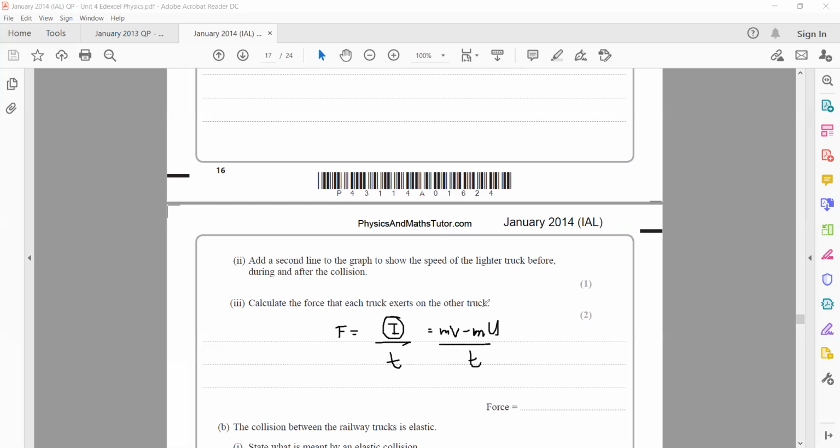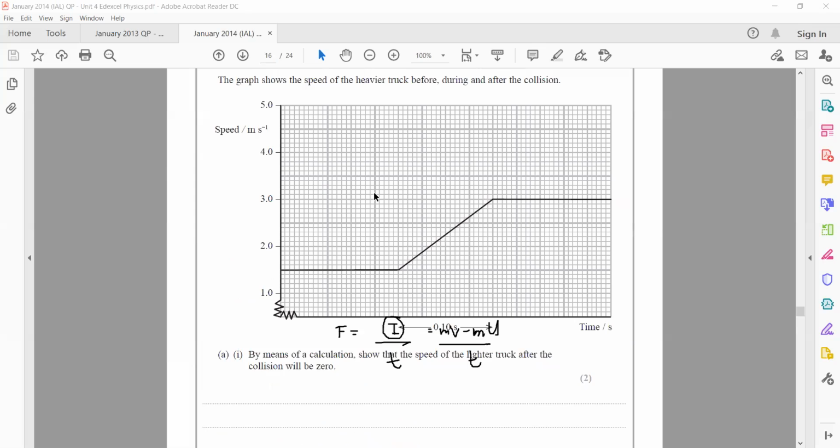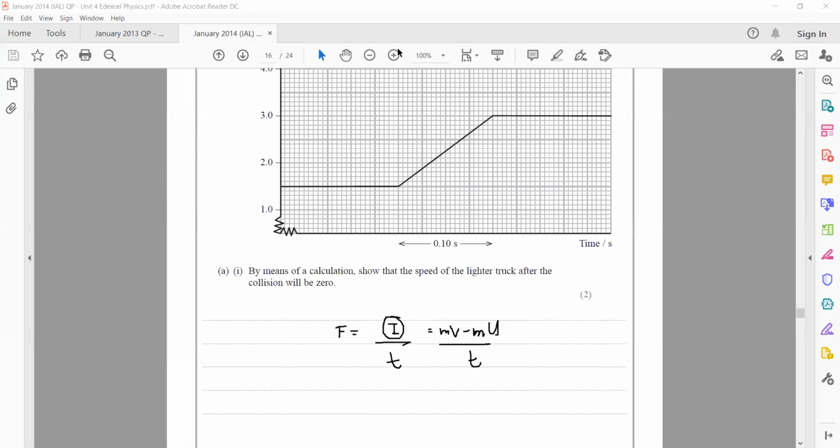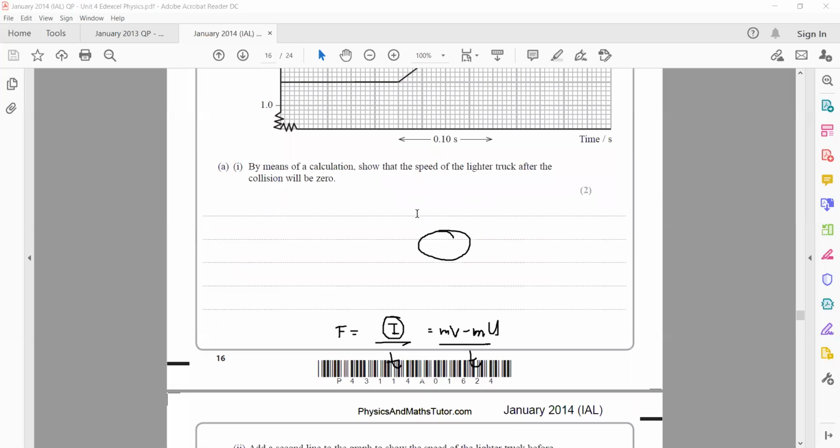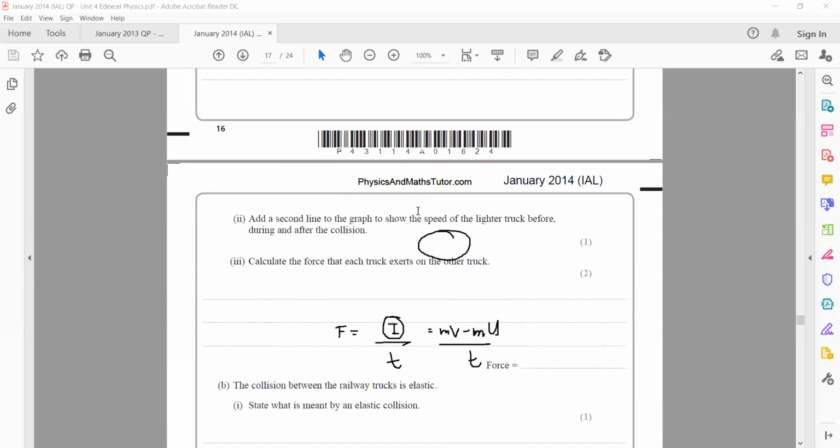So you can take any of the trucks. For the first truck, it is convenient to find the force. Why? Because the final velocity is 0, so I don't have to calculate the final momentum. So it's initial momentum divided by time interval. What time interval will I take? The time interval which is responsible for the change in the speed. This time interval is given in the question. It's 0.1 of a second. So mv minus mu divided by time, we will know the force. Is it clear?